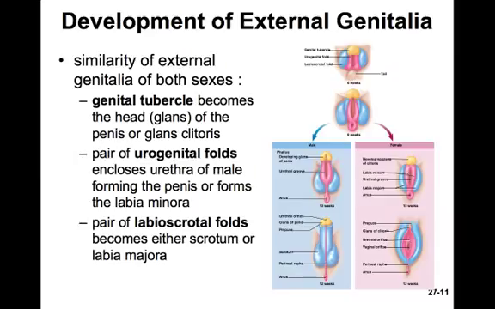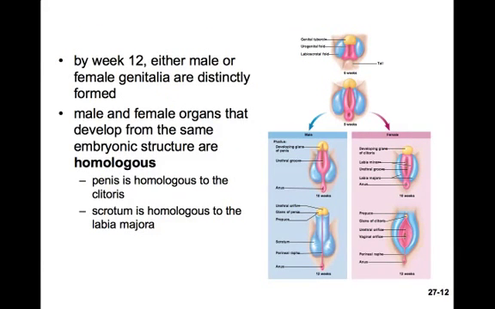Some babies are actually born with undifferentiated genitalia, and so the scrotum hasn't quite closed, so it looks like labia, not really sure about what the sex of the child is. So here a karyotype will be necessary, and then they can decide what way to fix the external genitalia. However, usually by week 12, either male or female genitalia have been distinctly formed.